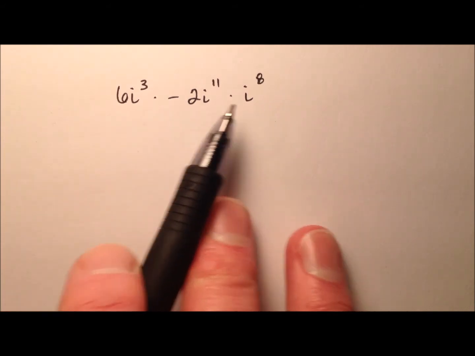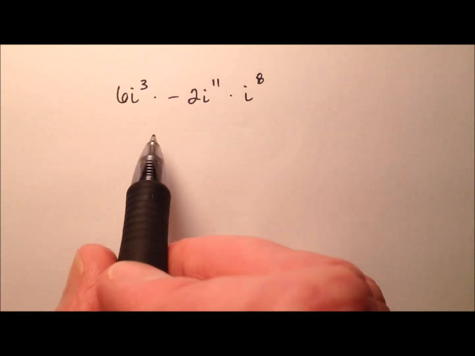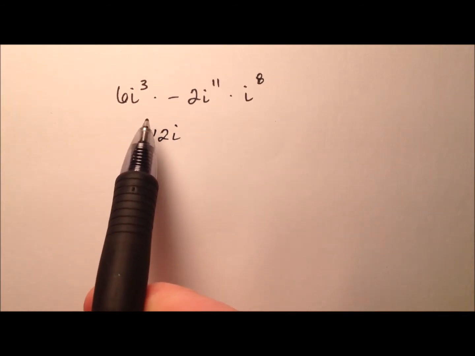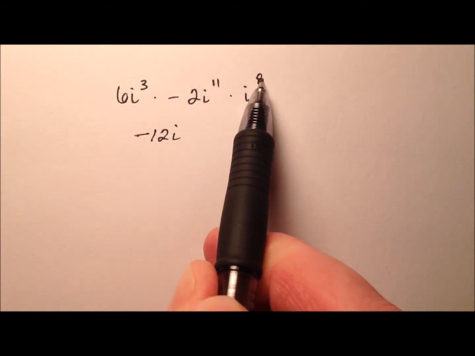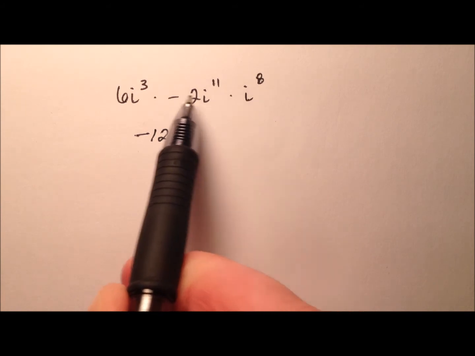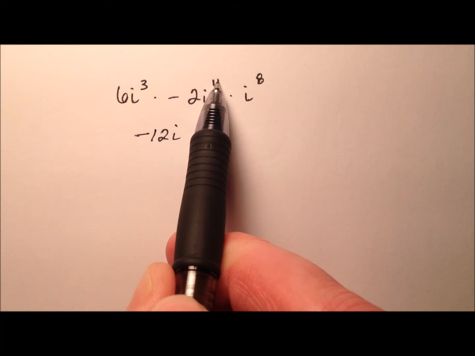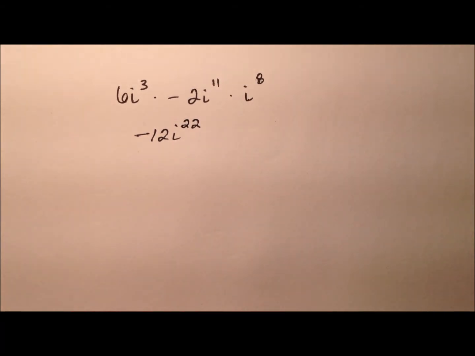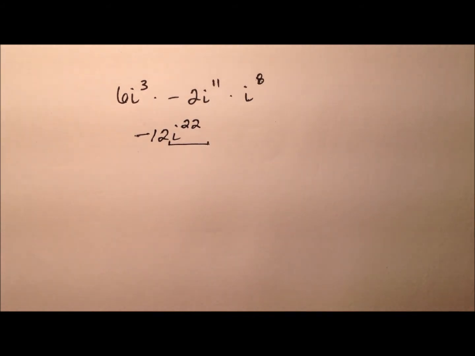So here we go. We're going to take 6 times negative 2, which those are the coefficients. So that makes negative 12, times i to the power of... So I have i cubed, i to the 11th, and i to the 8th. And whenever we're multiplying like bases, we will add these exponents. So 3 plus 11 is 14, plus 8 more is 22. All right, well now I have a higher power of i, it's i to the 22nd.